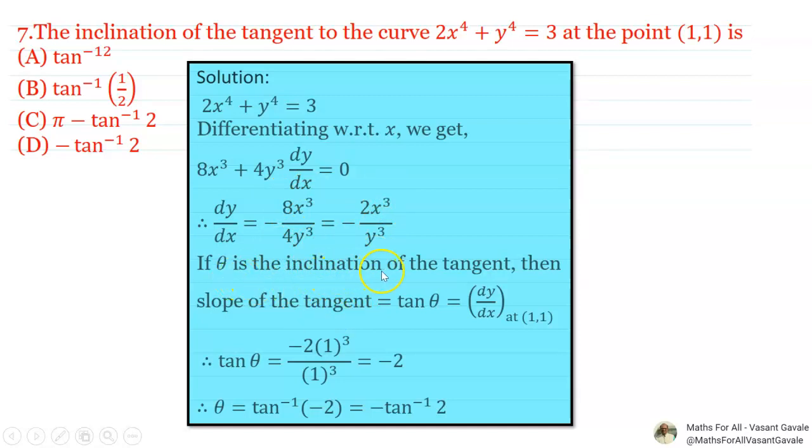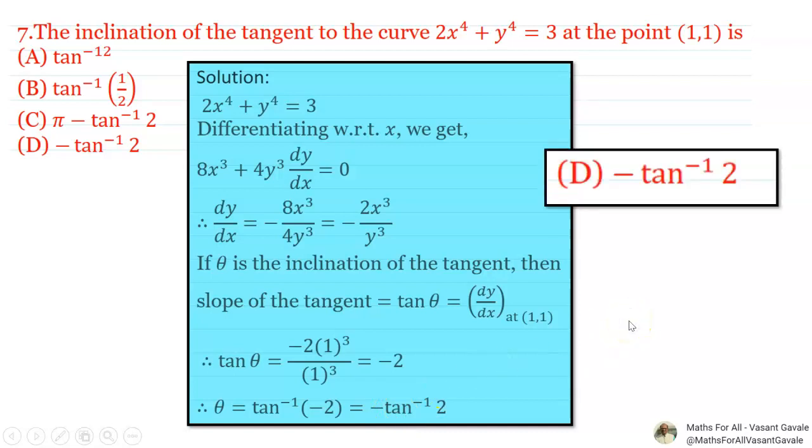If theta is the inclination of the tangent, then the slope of the tangent, that is tan theta, is equals to dy by dx at the point x1 y1. Substitute x is equals to 1, y is equals to 1. Therefore tan theta is equals to minus 2 into 1 cube upon 1 cube. Therefore tan theta is equals to minus 2, and hence theta is equals to tan inverse of minus 2, and that is nothing but minus tan inverse of 2. Okay, and hence option D is correct.